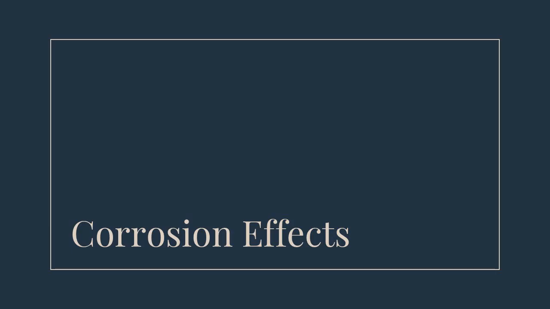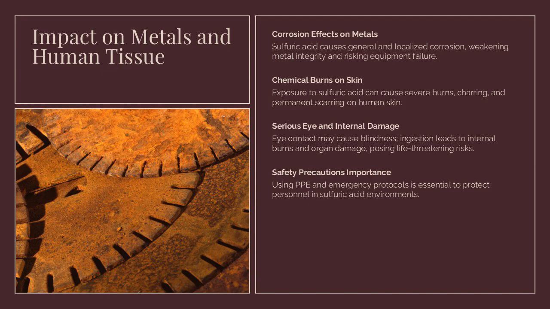Corrosion effects, impact on metals and human tissue. Sulfuric acid corrosion can cause severe damage to both metals and human tissue. On metals, it leads to general or localized corrosion, compromising equipment integrity and potentially causing leaks or catastrophic failures. The electrochemical nature of the corrosion process accelerates metal loss, especially in environments with high acid concentration and elevated temperatures.